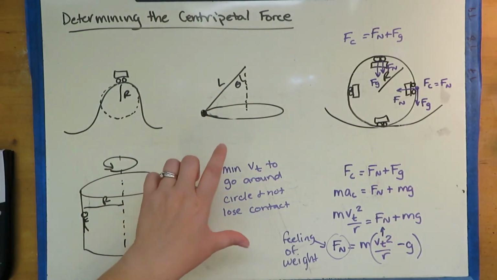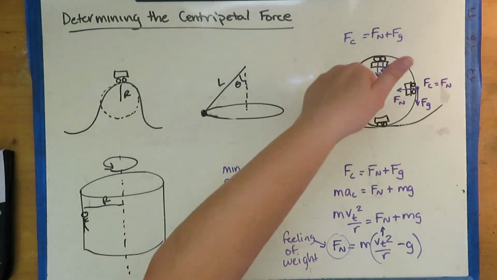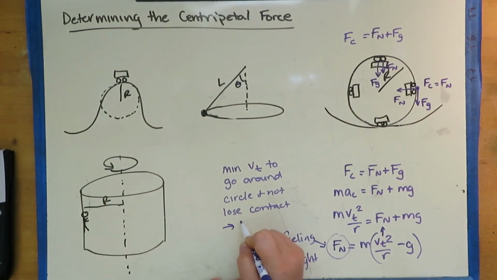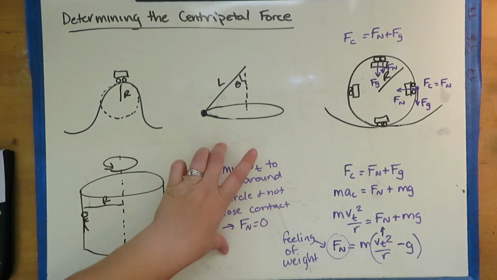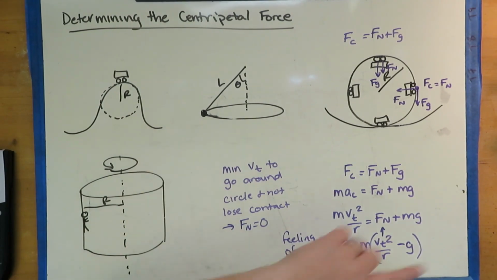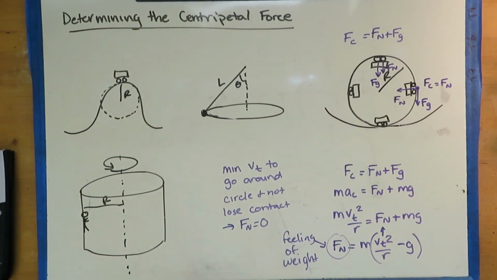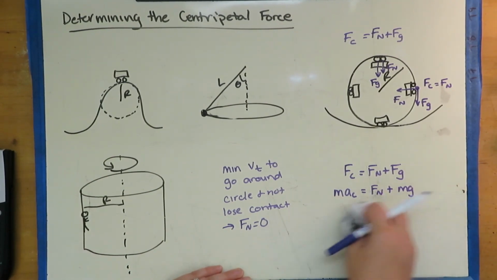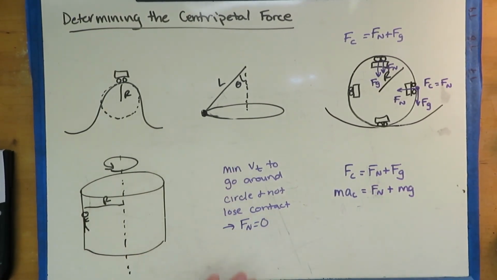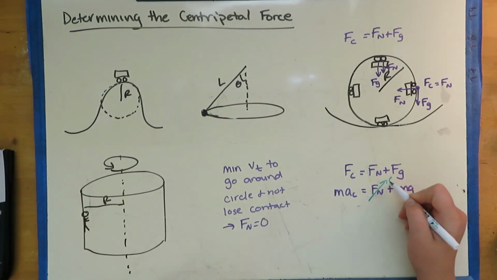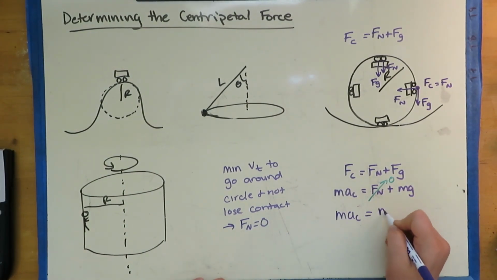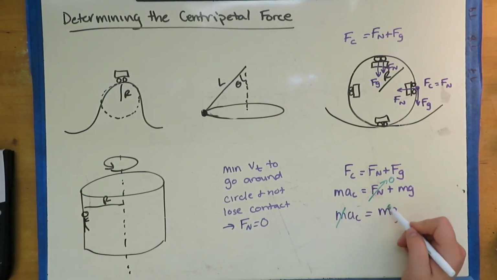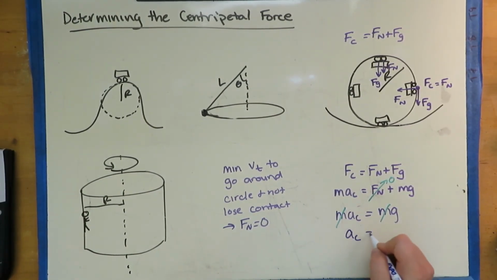So basically, the minimum speed I have to safely go around this curve and not lose contact would be with my normal force equaling 0. And that would be the speed just to make it. If I go any faster, my normal force would get bigger and bigger. So if I wanted to find that minimum speed to go around the circle, I would assume my normal force is 0, and then m a_c is equal to mg. So my centripetal acceleration is equal to g.